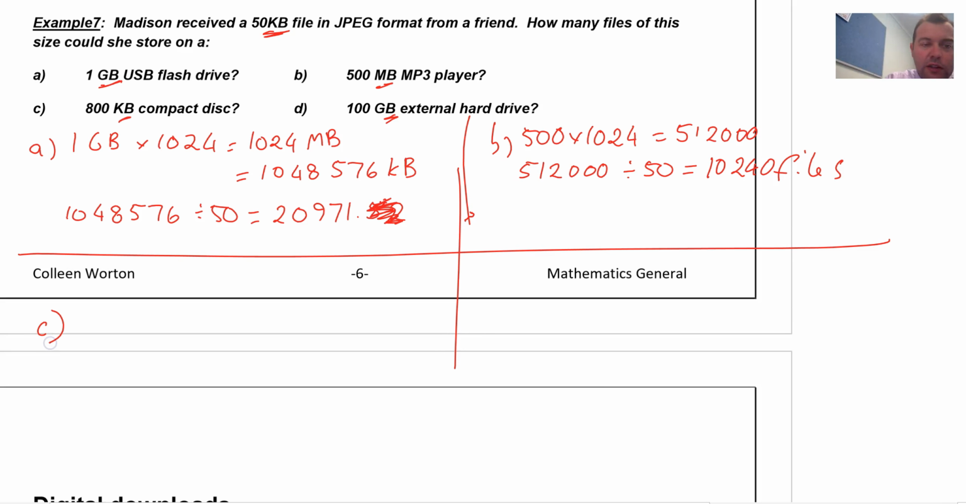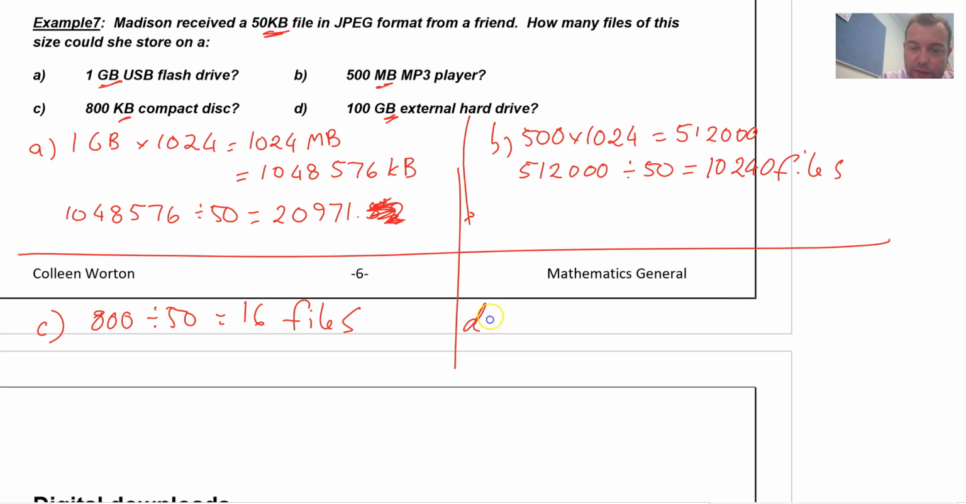C, 800 kilobytes. Well, we're already in kilobytes. That's a good thing. So I just do 800 divided by 50 equals 16 files. I can get 16 files on that compact disk.